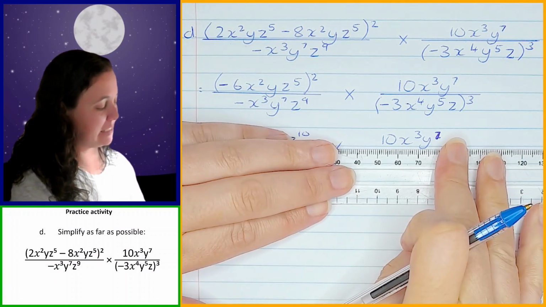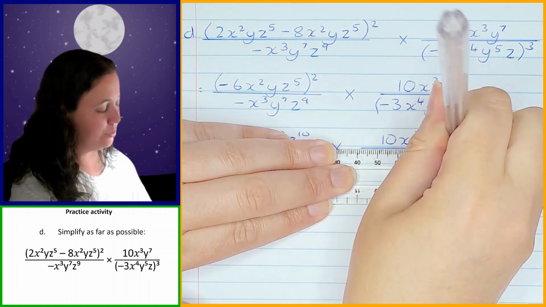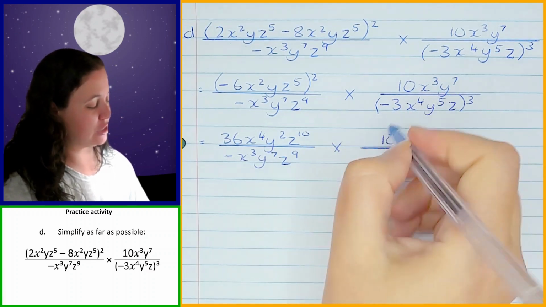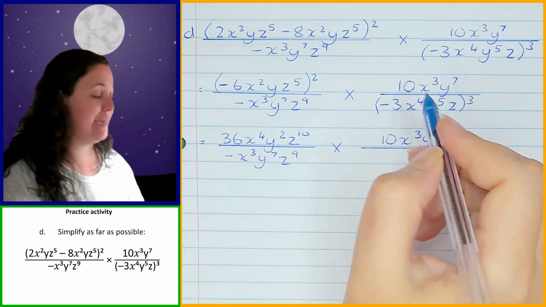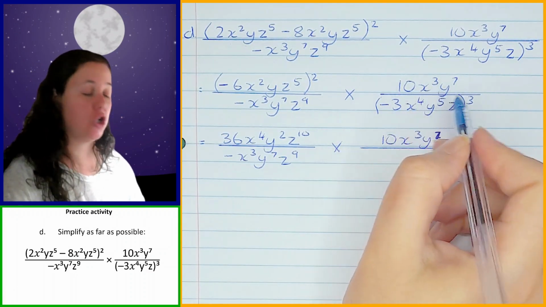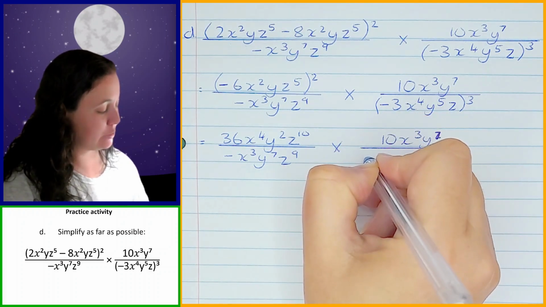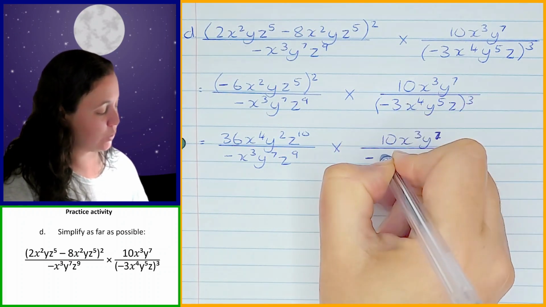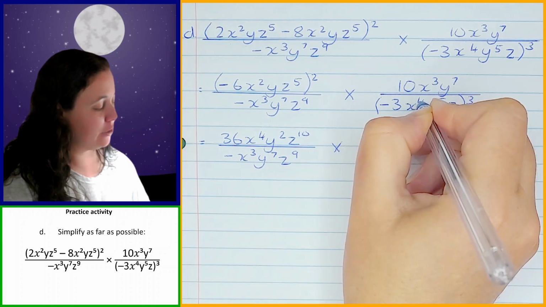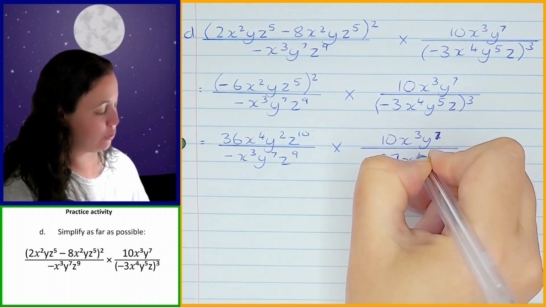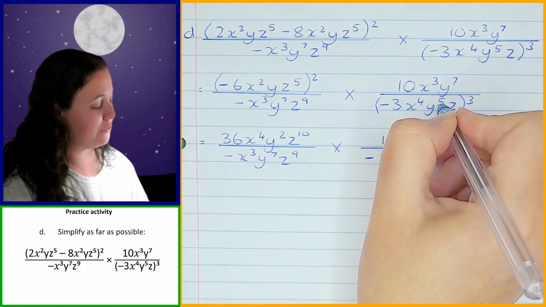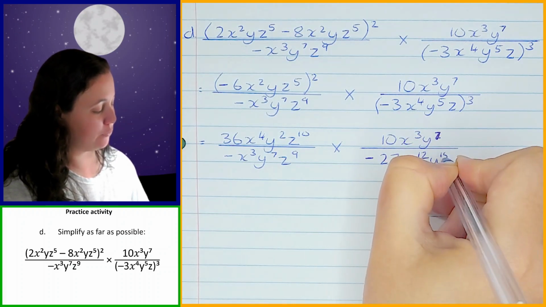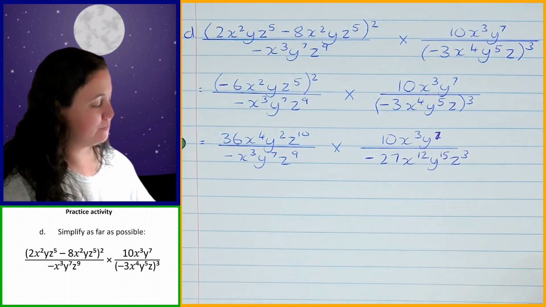And in my denominator, I now need to go and cube this over here. So there's going to be a negative cubed. Remember, when you have a negative that's been raised to an odd power, it stays negative. So that's going to be negative, and then 3 cubed is 27. X to the power of 4 cubed is x to the power of 12. Y to the power of 5 cubed is y to the power of 15, and then z cubed.